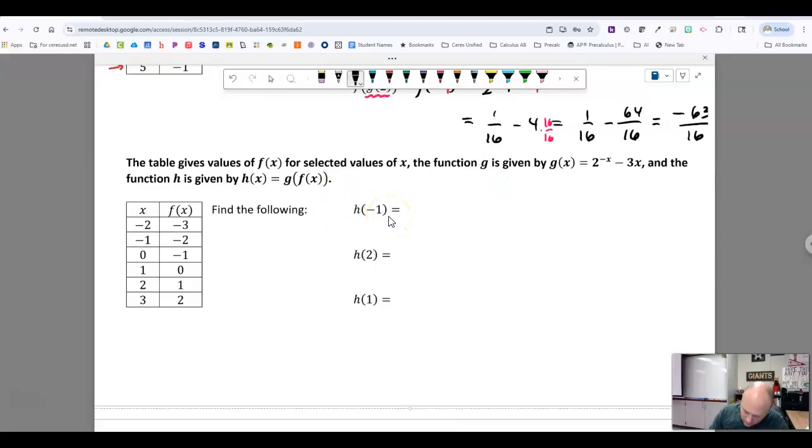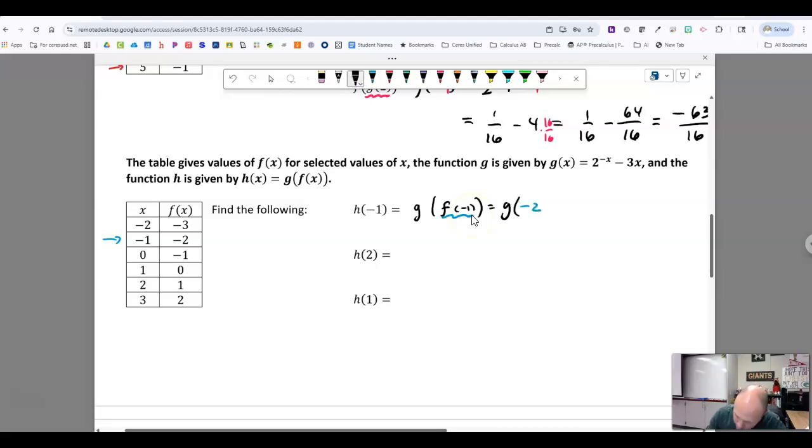Well, h of -1 is going to be g of f of -1. So now, again, I'm starting with f. Always start on the inside. So I have to go to f, which is the table. So start at -1, and my output is -2.